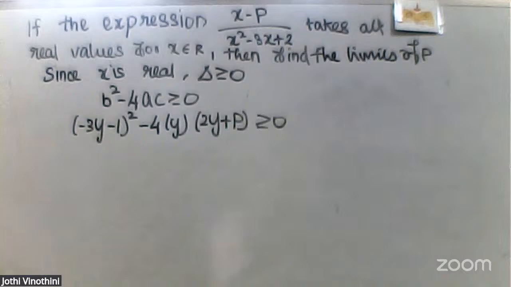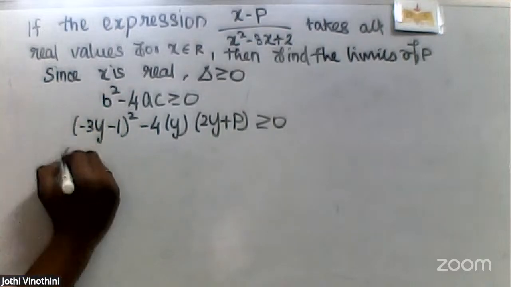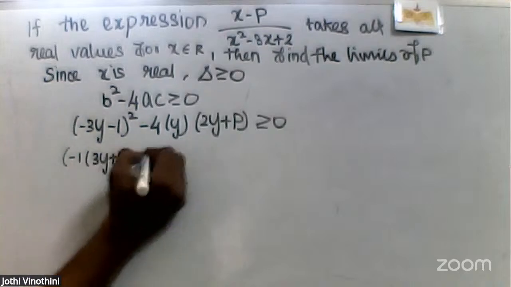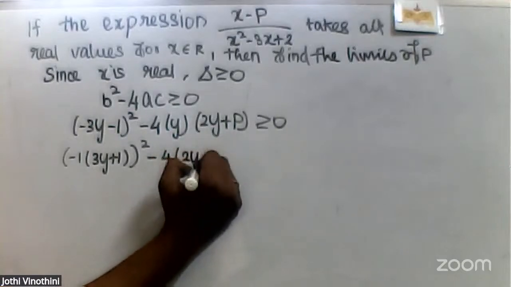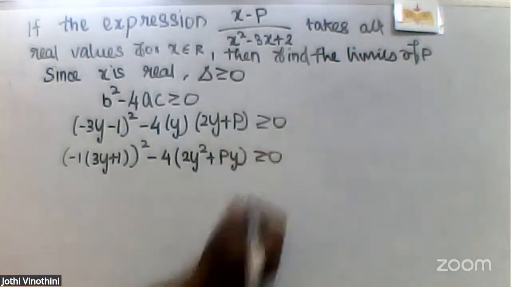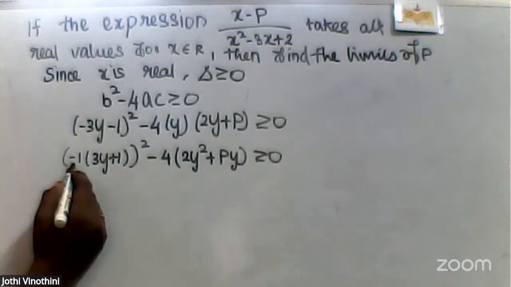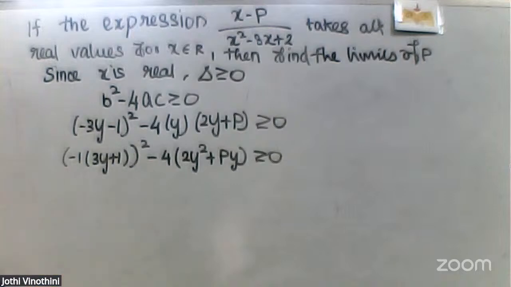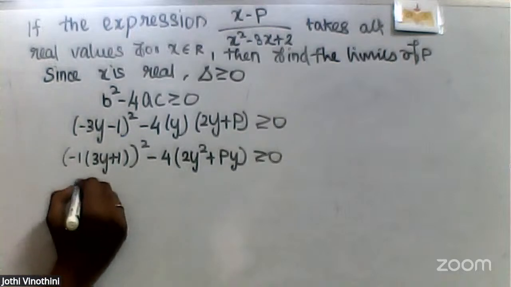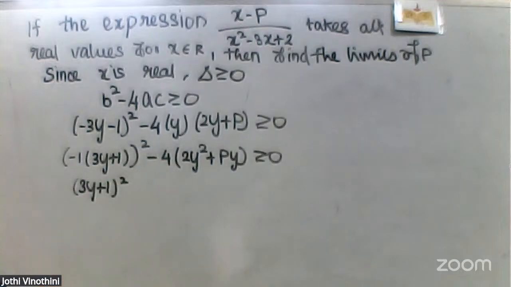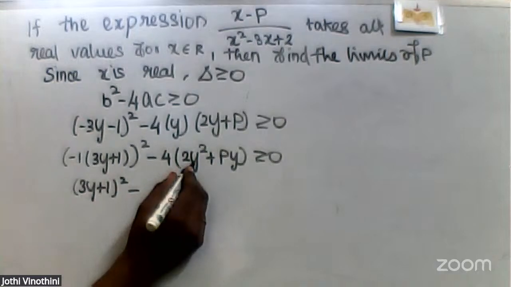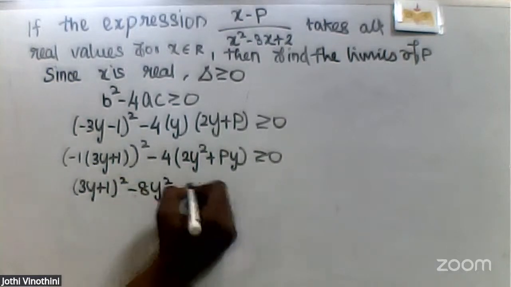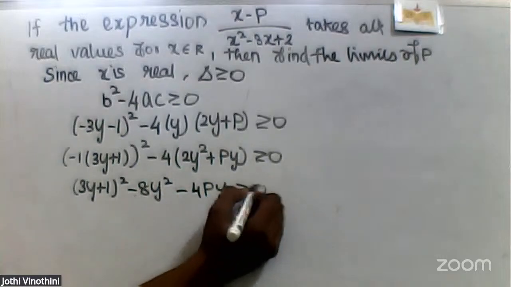Now I am going to simplify this one. In both the terms we have minus, so I'm going to take minus 1 as common. So 3y plus 1 the whole square. Minus, I'm going to take this y inside, so it becomes 2y squared plus py must be greater than or equal to 0. Minus 1 the whole squared is plus 1, so 3y plus 1 the whole squared. Now I am going to take this minus 4 inside, so it becomes minus 4 into 2y squared, minus 8y squared minus 4py greater than or equal to 0.